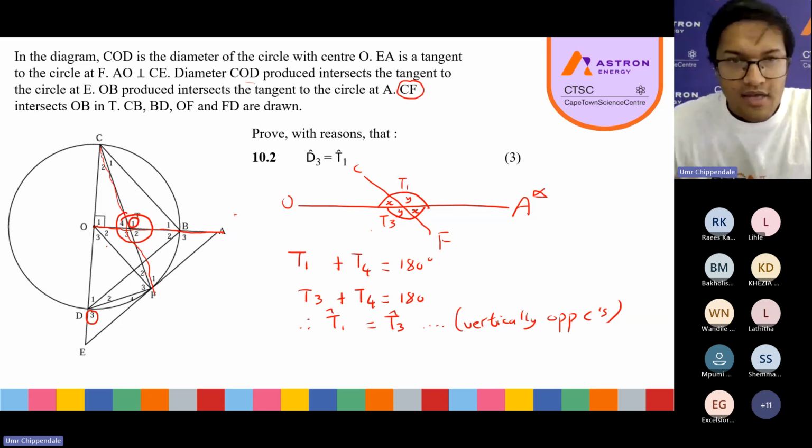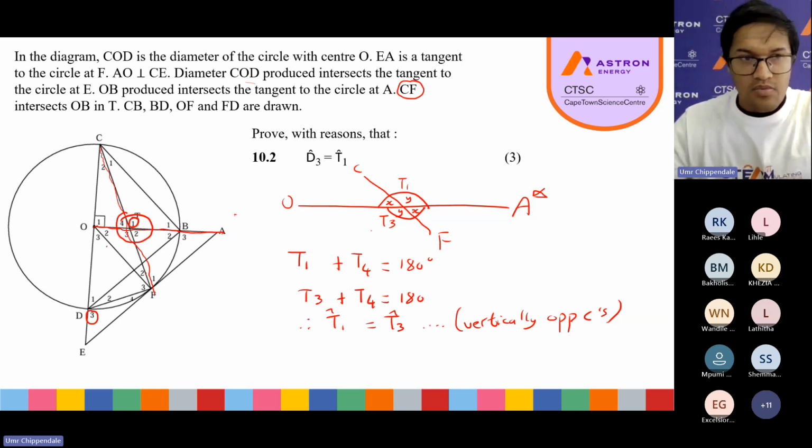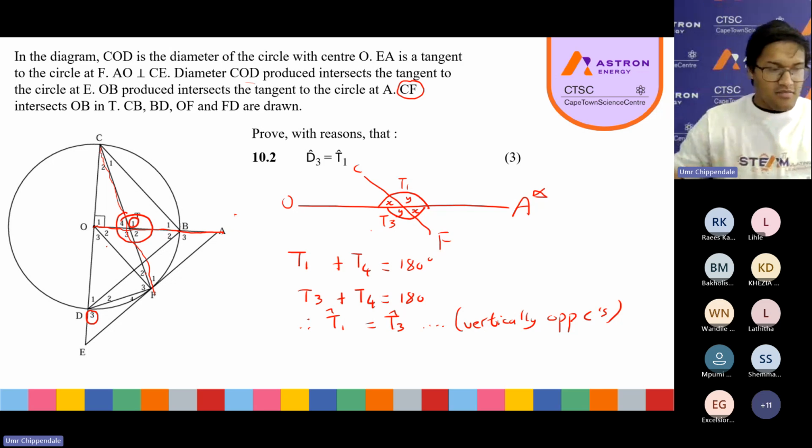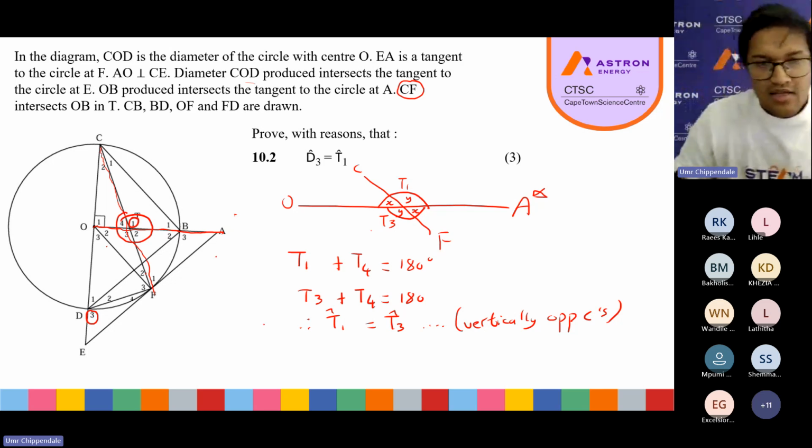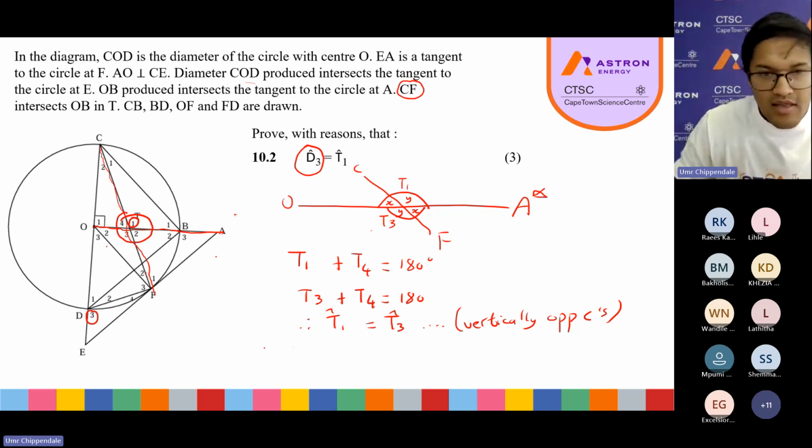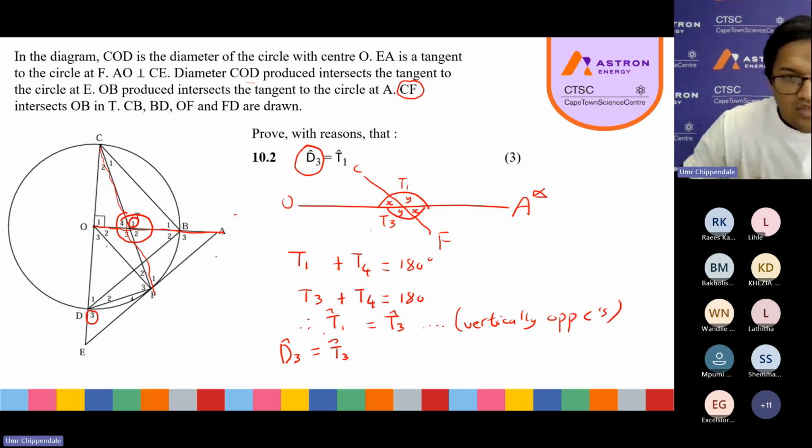So now that we have it as this particular part, because they are cutting each other like this, we can then say D3, because they want to know how D3 is looking. We can then say D3 is equal to angle T3. And why is that? Because this is the cyclic quadrilateral, which was proven in the previous one, where we deal with TODF. The exterior angle of your cyclic quad is equal to your opposite interior angles.